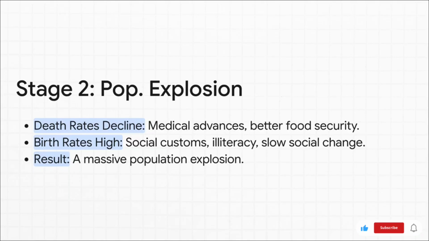Think about it. Modern medicine, better food, all of a sudden, the death rate just plummets, right? Think about India right after independence, when public health programs really took off. But here's the catch. Social customs, the idea of having big families, that stuff doesn't change overnight. So the birth rate stays sky high. And what happens when deaths fall but births don't? Boom, you get a population explosion.